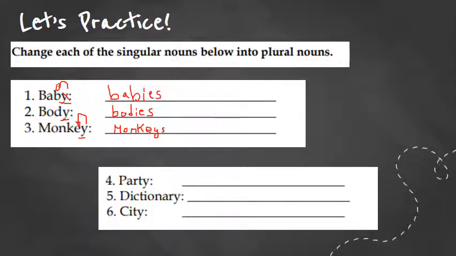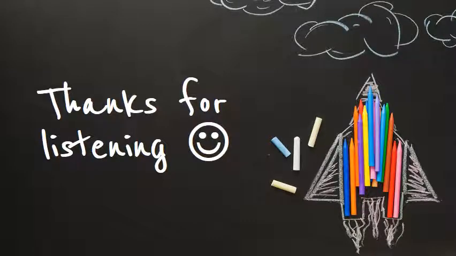Let's continue. Number 4. Party. Party ends with the Y. Before the Y, I have a consonant letter. Then we have to cross out the Y and add ies. Okay, dictionary. Dictionary the same. We have to cross out the Y, then add ies. And city at the end. Also before the Y, we have a consonant letter. So we cross the Y and we add ies. So it becomes cities.